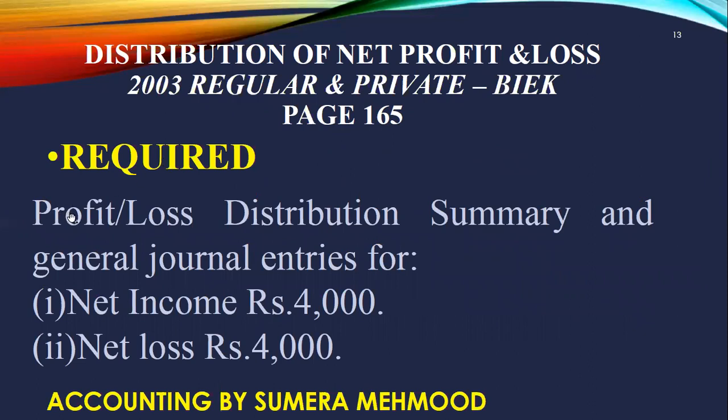In this, they ask you to prepare the profit and loss income distribution summary in two ways. First of all, you have to prepare it for a net income of 4,000. Then the second way, you have to prepare the income distribution summary from the net loss. It means you have to solve this question twice, first from the net profit, then from the net loss.